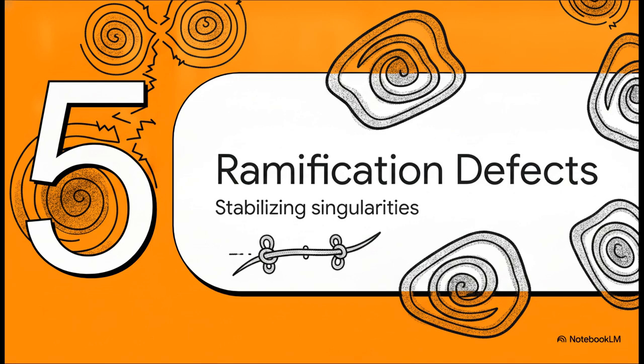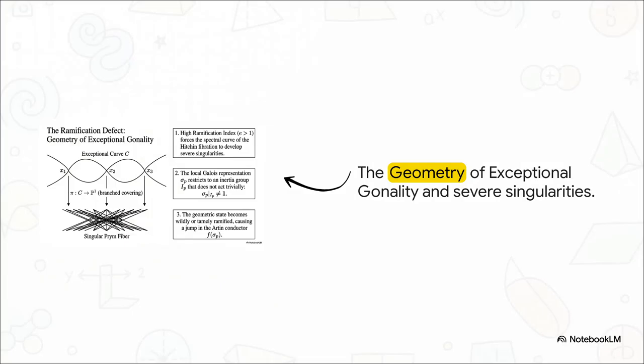Moving on to Part 5, Stabilizing Ramification Defects. But we have to ask, what mathematically happens when we run into exceptional curves that cause severe geometric singularities? When a curve has exceptional gonality, which just means it admits a specialized, low-degree branched covering violating generic bounds, the high ramification index forces the spectral curve of the Hitchin fibration to develop really severe singularities. The singular prime fiber literally becomes a tangled mess, and the local Galois representation restricts to an inertia group that doesn't act trivially. This causes a massive jump in the Artin conductor.